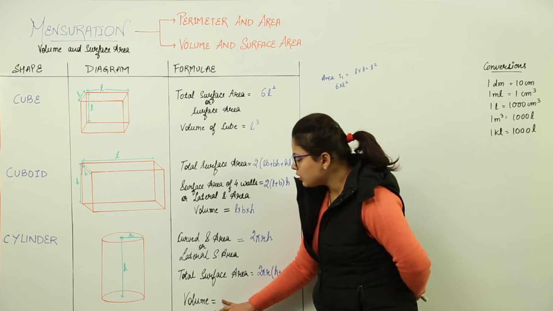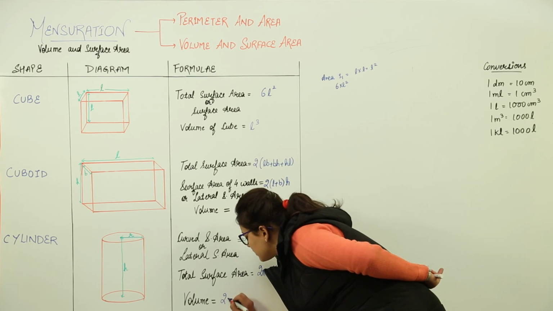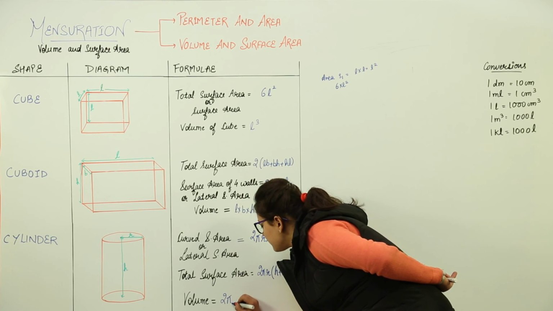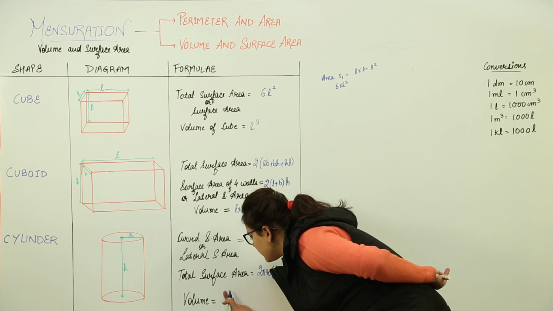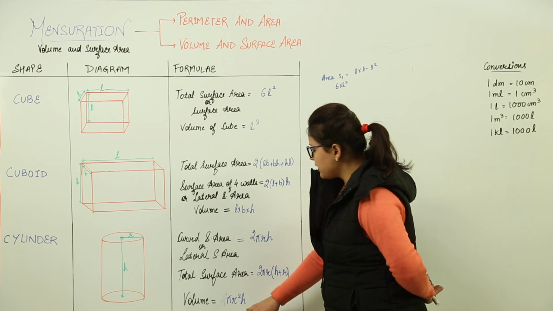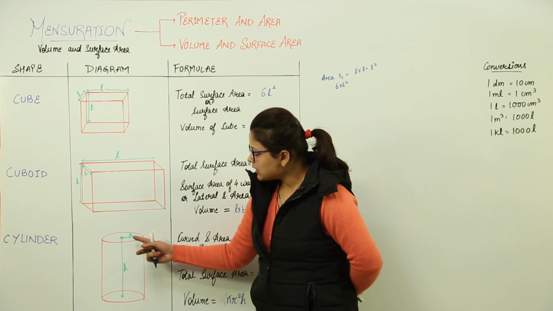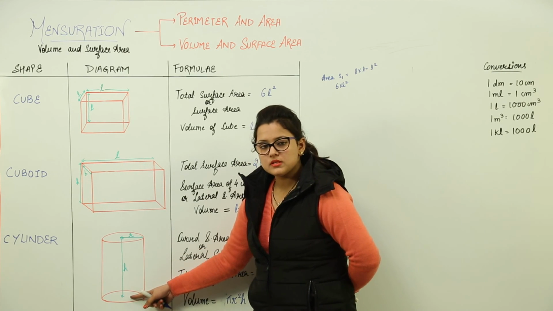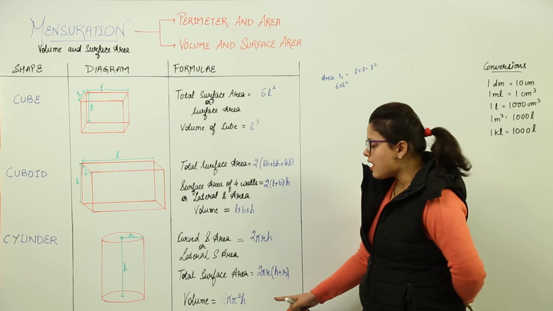Now what about the volume? The volume of a cylinder is equal to pi r square h. Why are we doing pi r square h? Because here the radius is 2 times, right? So we do pi r square h.